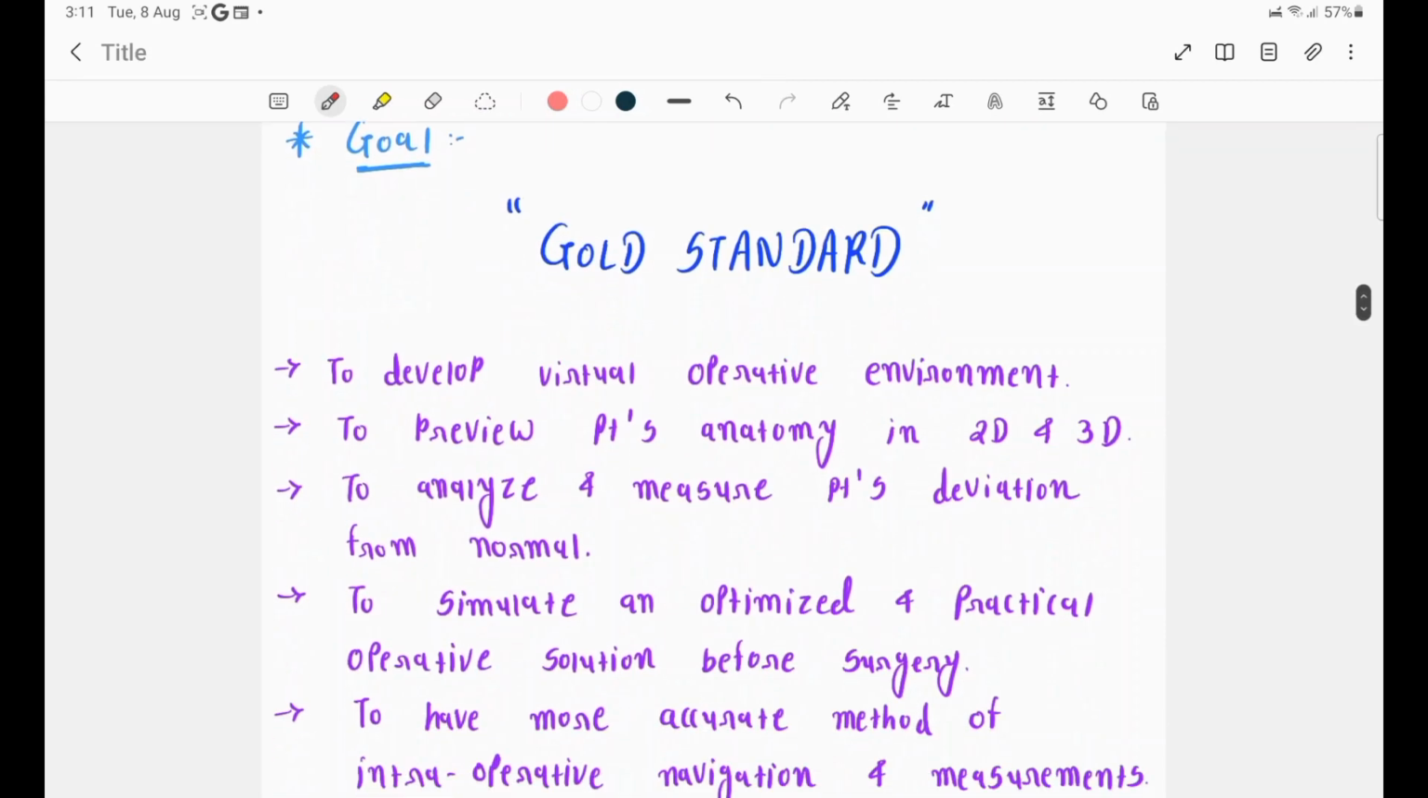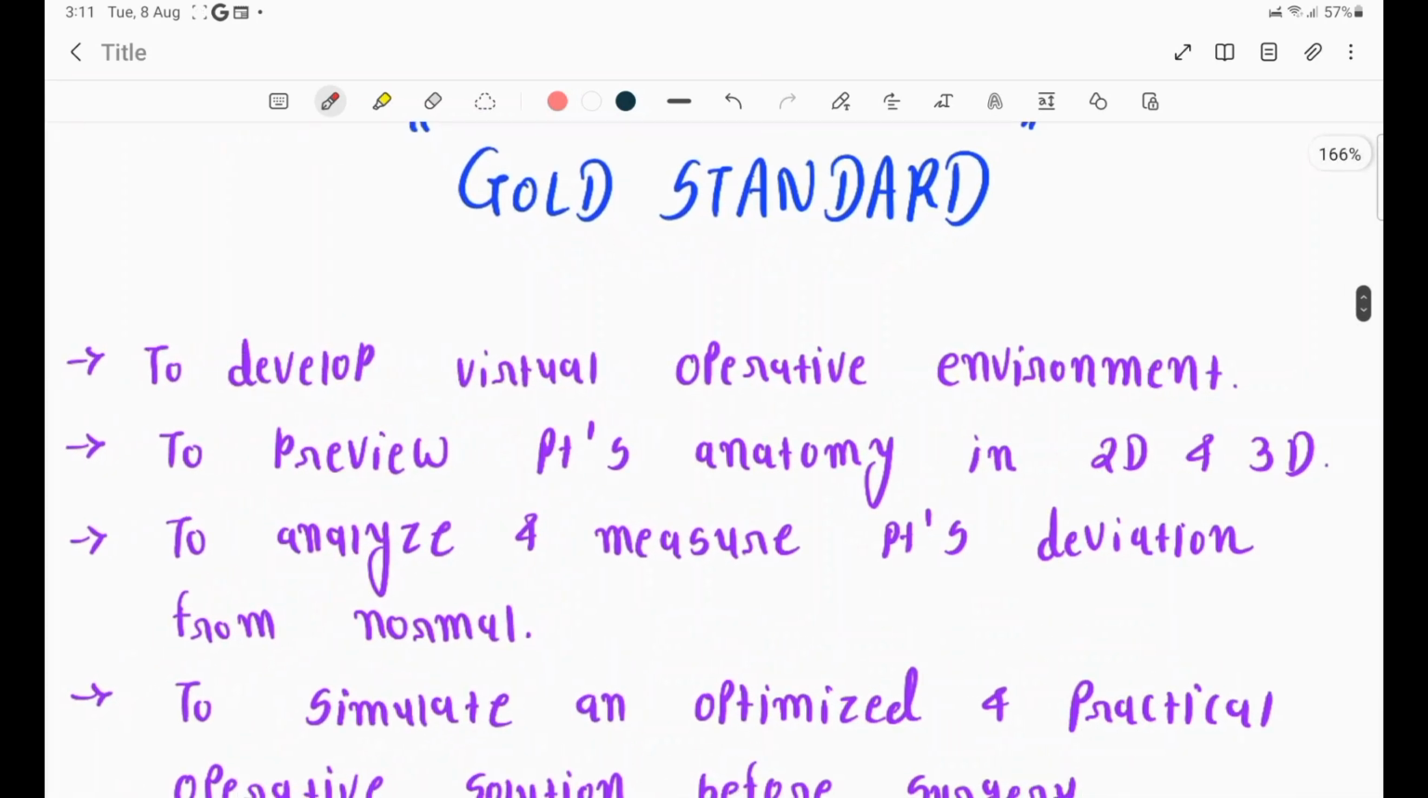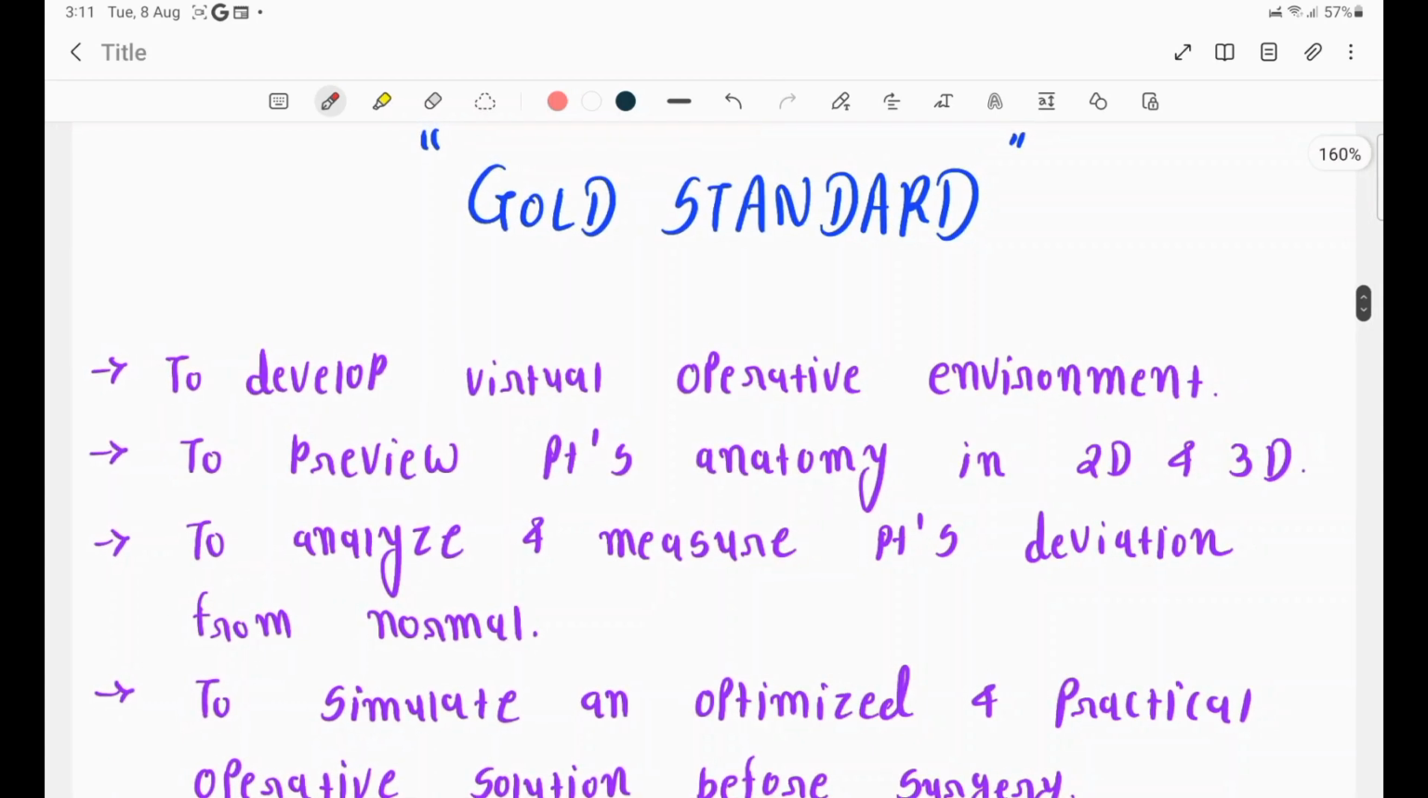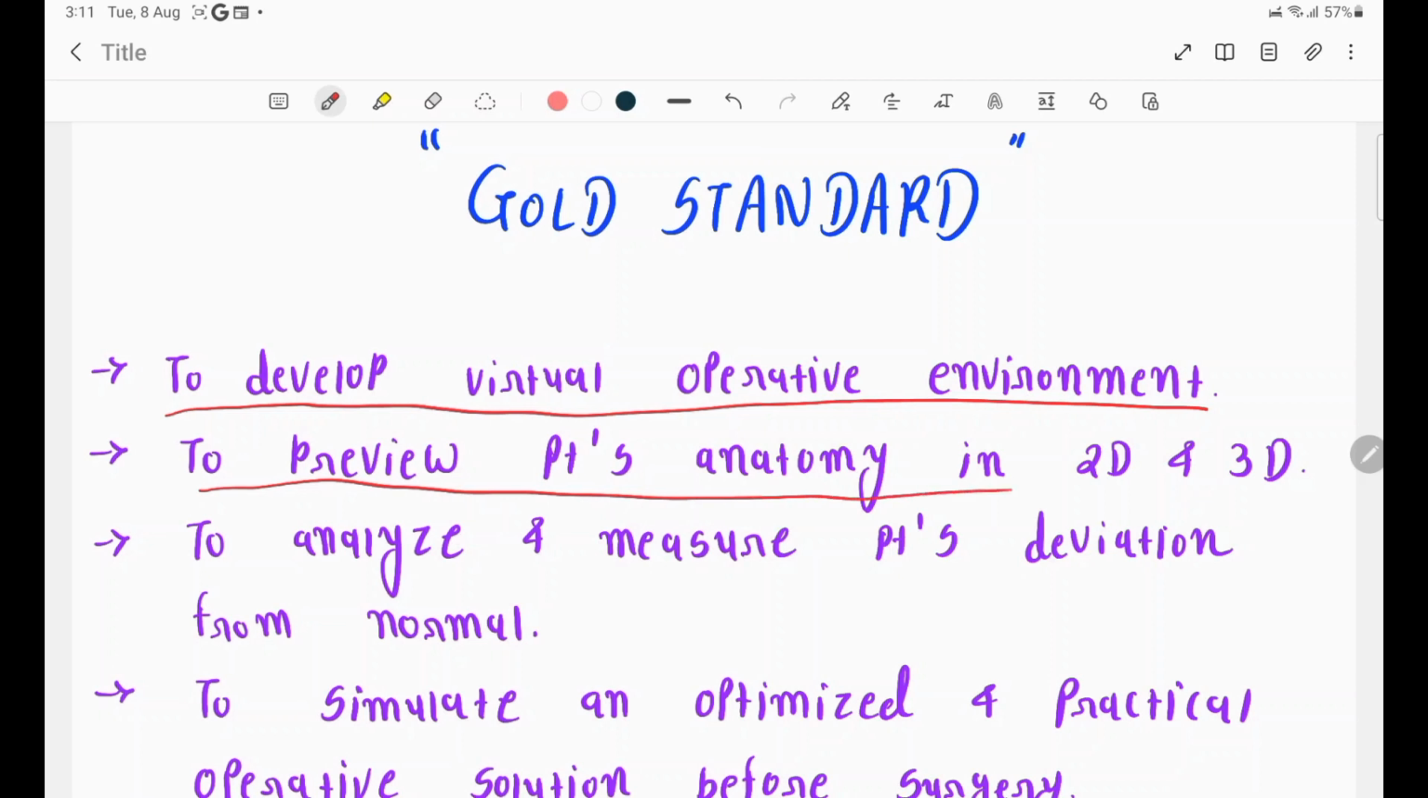Moving to goals of diagnostic imaging. When we use diagnostic imaging, we are following some goals. The first one is developing a virtual operative environment. We can use imaging to plan and prepare for surgeries without even touching the patient. Second is previewing the patient's anatomy in 2D and 3D. With imaging, we can see our patient's mouth from all angles, which helps us understand complex cases.